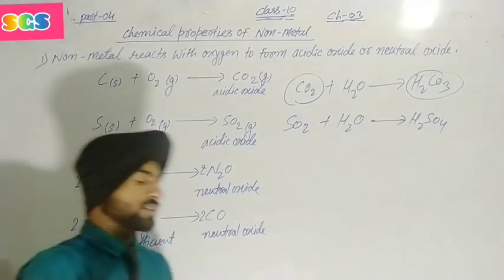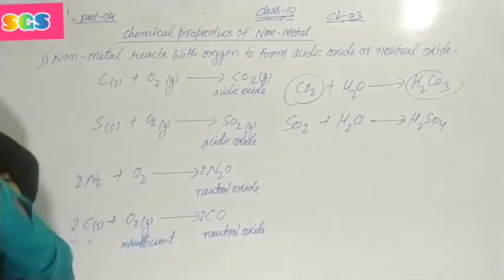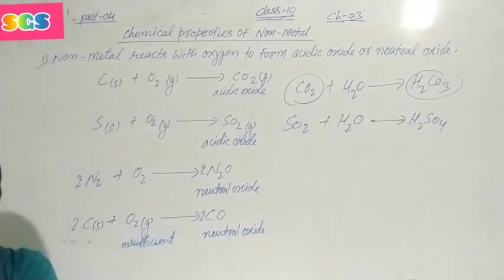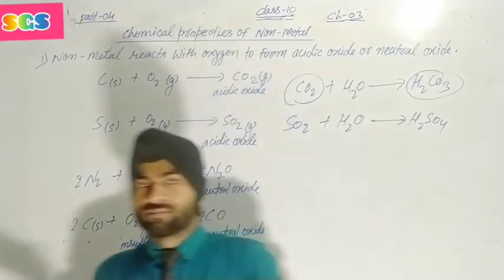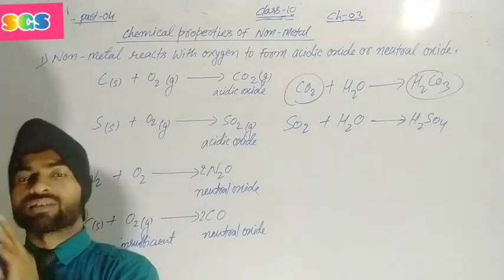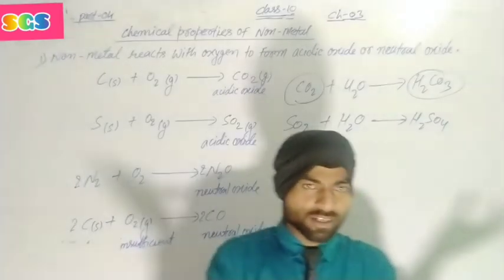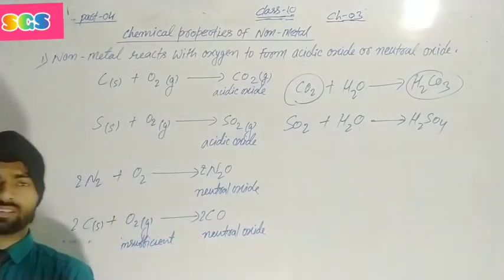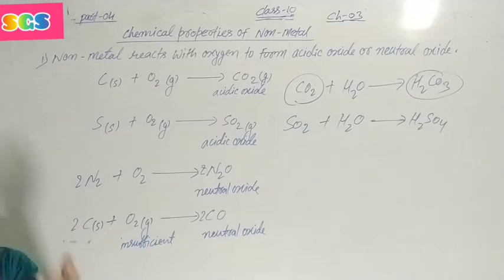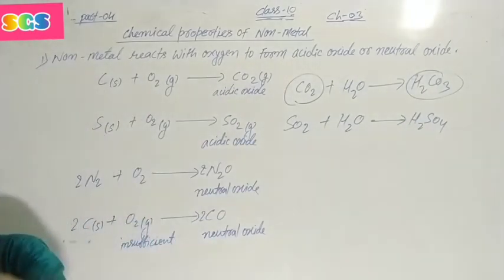Okay, now if we talk about the neutral oxides of nonmetals. So nonmetals like nitrogen, we all know that there are five oxides of nitrogen. Nitrogen combines with oxygen in different proportions to form nitrogen dioxide, nitrogen monoxide, and nitrogen pentoxide. It means this nitrogen combines with oxygen in different ratios to form several different types of compounds. N2O, NO2, NO, N2O5, N2O3. These are the five oxides of nitrogen formed by the combination of nitrogen and oxygen. So the nitrogen combines in different ratios with oxygen to form different compounds.